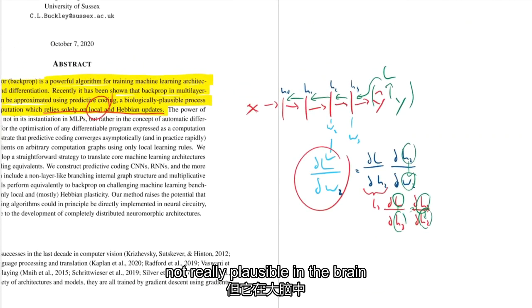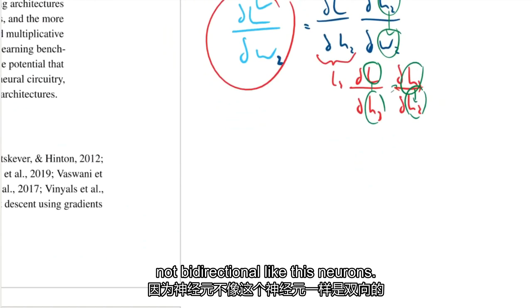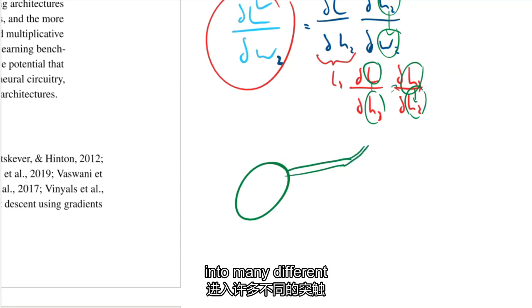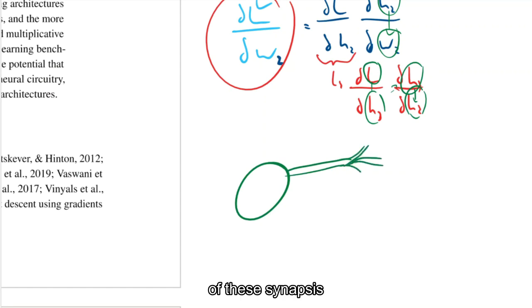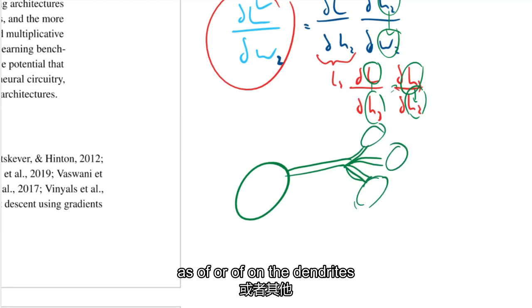It's pretty cool, but it's not really plausible in the brain because neurons are not bidirectional like this. Neurons generally, I'm not a neuroscientist or anything, they have some sort of soma, and then you have this axon, right? And then this axon goes into many different synapses to its children, and it kind of docks onto the somas or the dendrites of the other neurons. And this is not bidirectional.